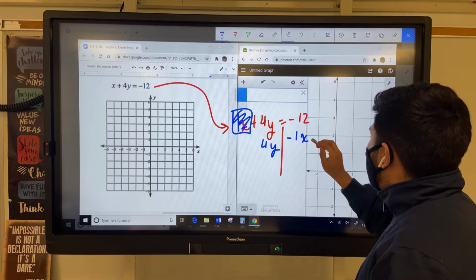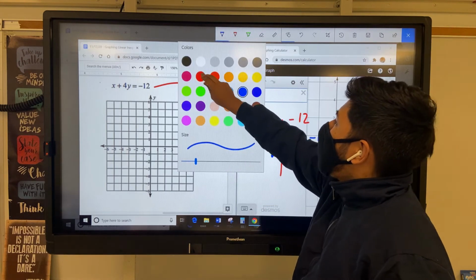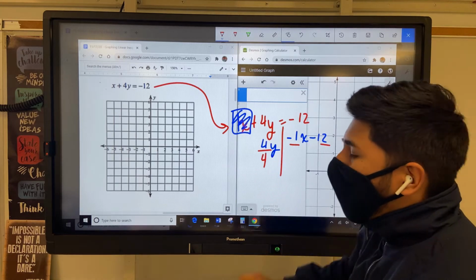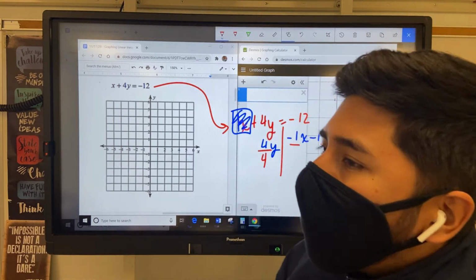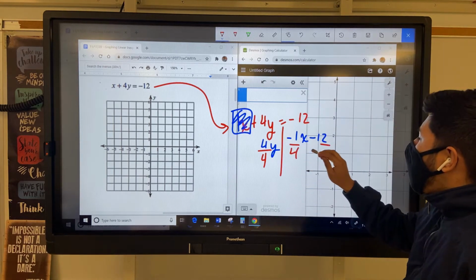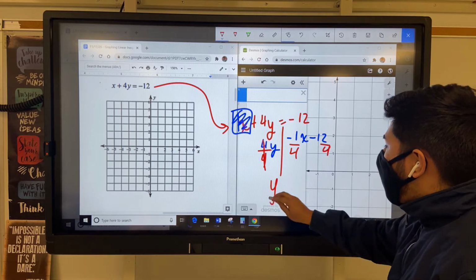4y equals -x minus 12. What do I do next? You divide, sir. Yeah, you divide by that 4 that's in front of the y. If you don't remember how to do this, you need to get back on the ball to remember how to convert. Divide by 4, divide by 4. There's my y equals.